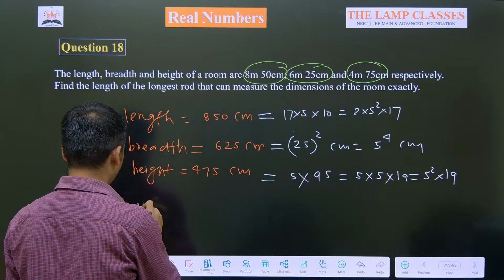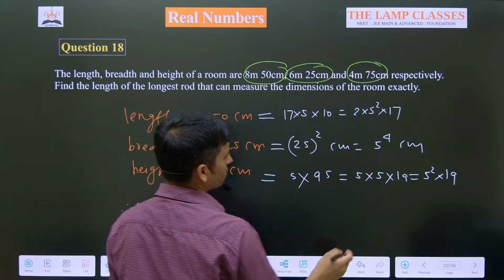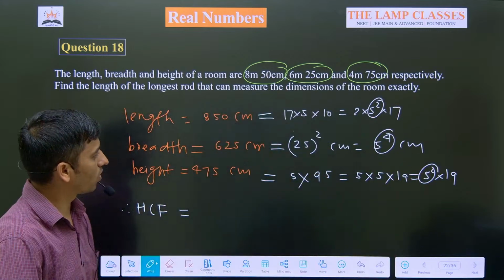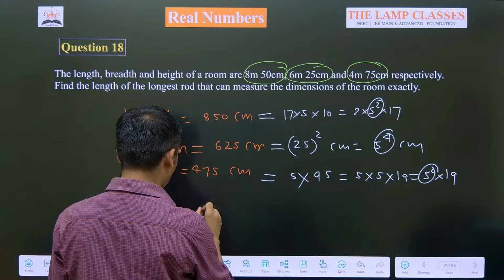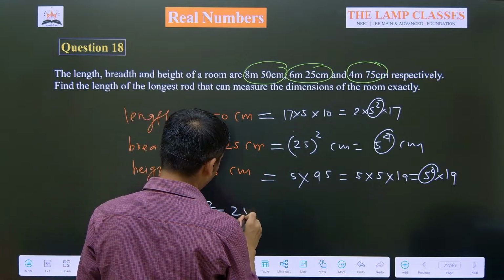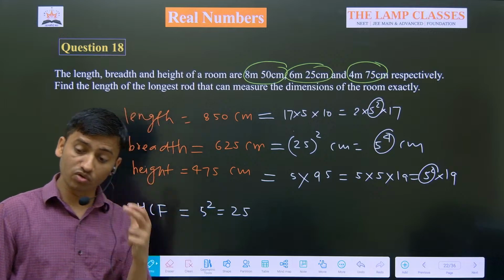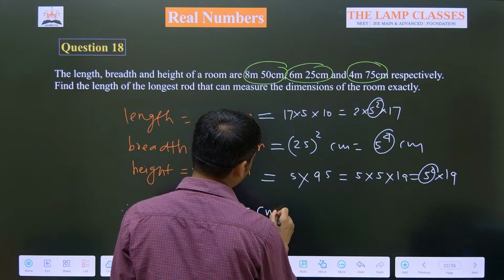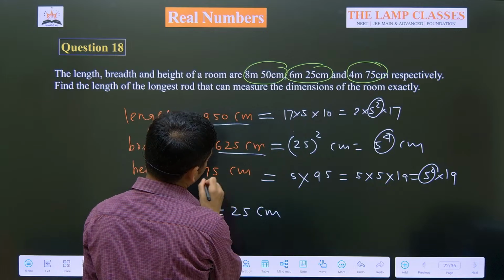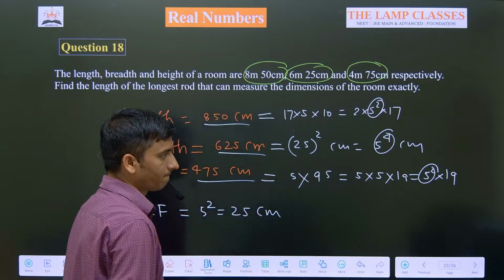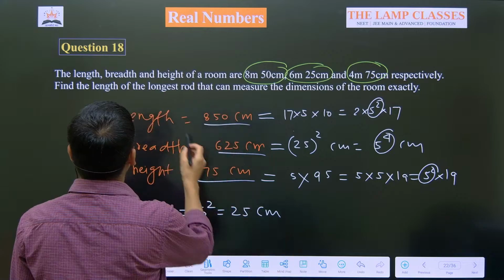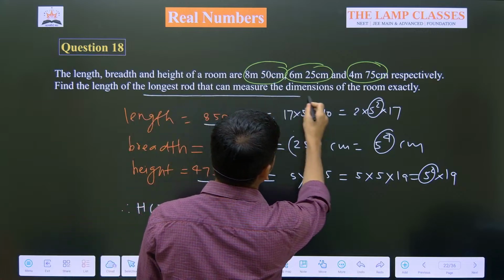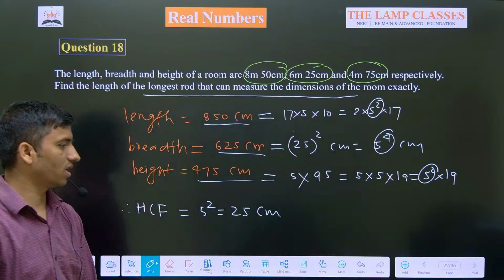So therefore it will be very easy to do the HCF, right? Only 5 is the common prime among them. And what is the smallest power of 5 which is common in all? That is 5 square. That is 25. And what will be the unit? We must write the unit as well. Is it centimeter or meter? Right? So this has to be centimeter because these dimensions we have taken in centimeter. So the longest rod that can measure the dimensions of the room has to be of 25 centimeter.